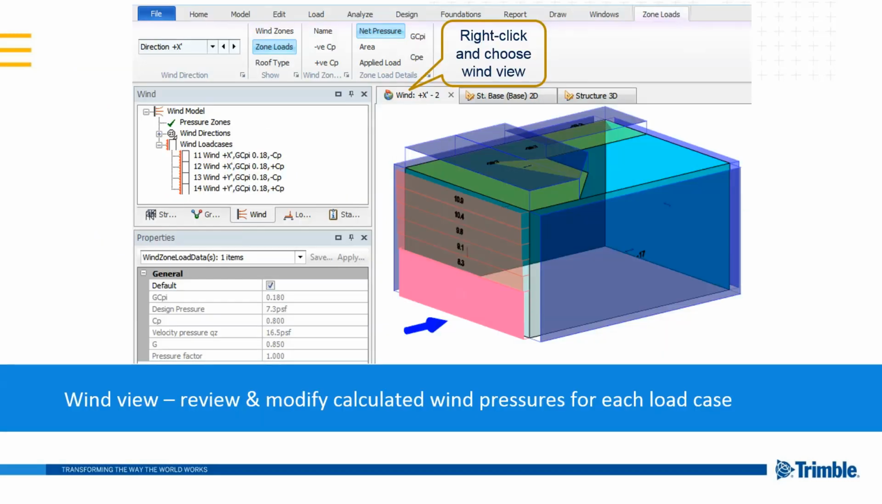Once the wind loads are created, you can easily view them in the wind view. Right-click on a 3D view and go to wind view. There you can scroll through the wind direction and the corresponding load case to see the actual pressures applied to the building. This removes any ambiguity and allows you to directly manage the calculated pressures. You can click on a pressure to view its properties, and then you also will have the option to override that value with your own value if you need to.